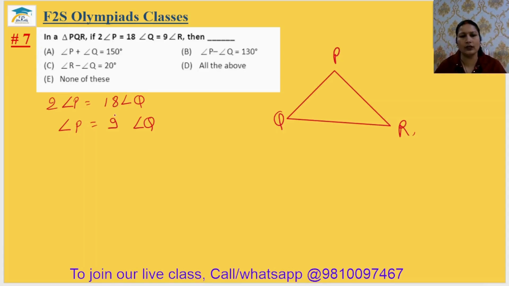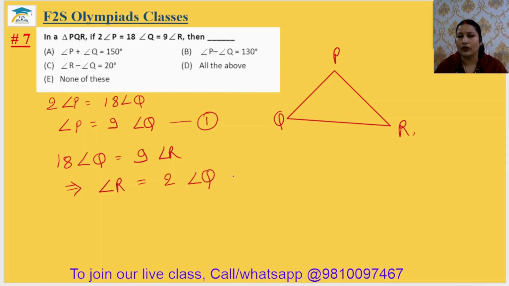So it will be 9 angle Q. Okay. This is our first information, equation number 1. Now we know that 18 angle Q is equal to 9 angle R. So we will just write angle R equal to 2 angle Q. This is our second equation. Okay. Now we have to just find these information.